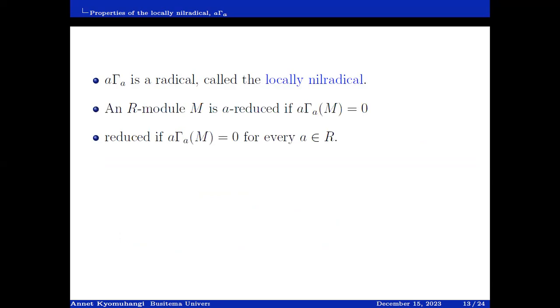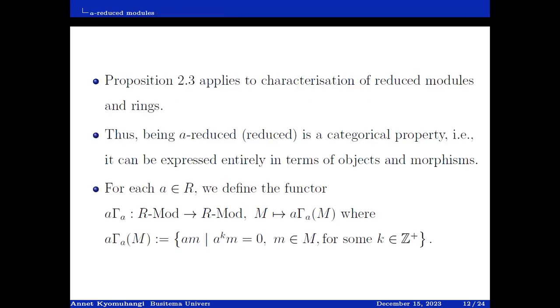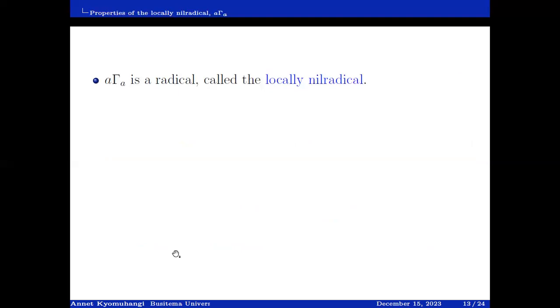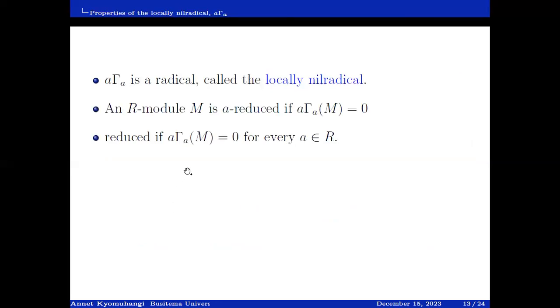And describing it in terms of reduced modules, we find that another module M is A reduced if A gamma AM is equal to 0. So we go back to our definition here. We are saying that another module M is A reduced if A gamma AM is equal to 0. When it is equal to 0, that means you have AM equal to 0 such that AKM is equal to 0. Remember, our A is just a single element of the ring, and this takes us back to the definition of A reduced. So with the A gamma AM equal to 0, we find that the module is A reduced. And so it will be reduced if A gamma AM is equal to 0 for all elements A of the ring.